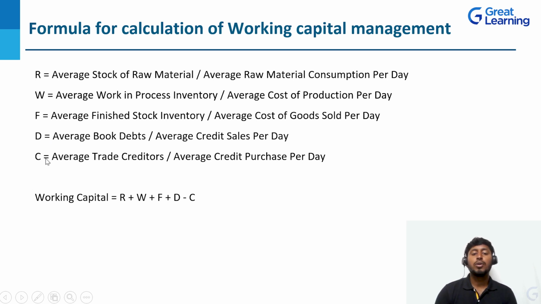And the last one, we are going to deduct C, that is average trade creditors divided by average credit purchase per day. So the company is going to purchase on credit from the supplier, correct? So that they need to repay, that we need to deduct. Okay. In the operating cycle also I've given the example. For raw material 1 day, work in progress 2 days, finished goods 3 and debtors 15. And whatever the credit repayment period is, that we need to deduct. This is the formula for calculation of working capital management.